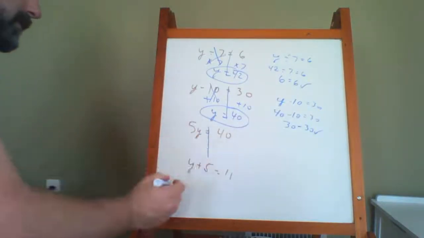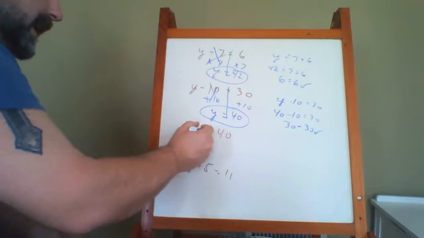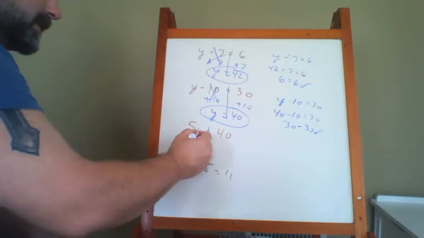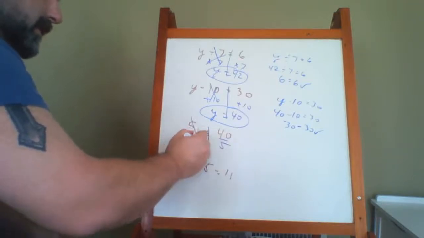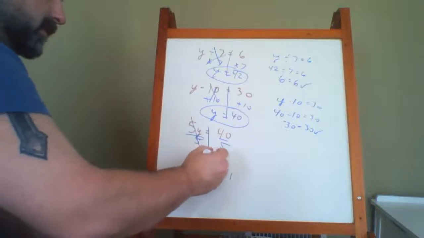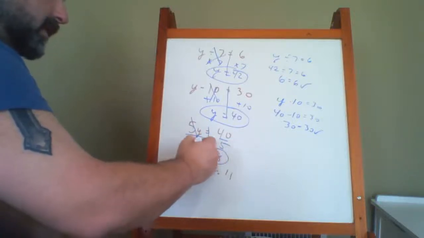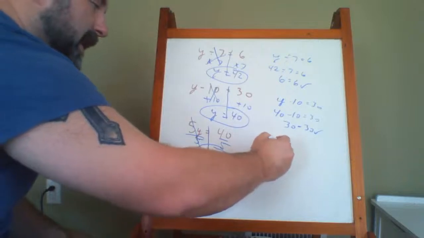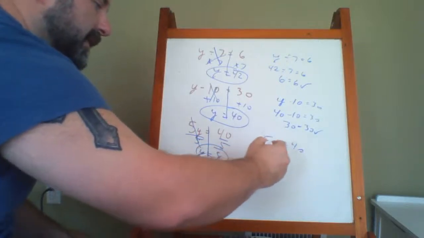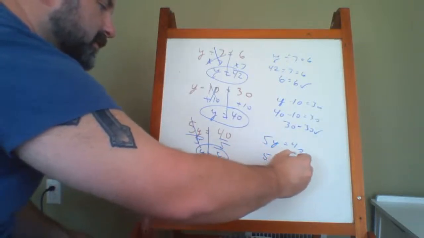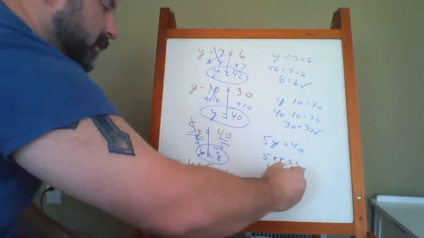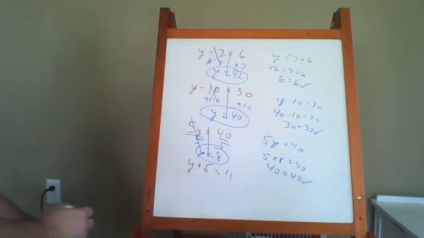Next one here, we're going to draw the wall. 5y means 5 times y. The opposite of multiplying is dividing by 5. Opposites cancel out, leaving y equals 5 goes in 40 8 times. Y equals 8. 5y equals 40. So instead of 5 times y, it's 5 times 8 equals 40. And 5 times 8 is 40. 40 equals 40. It checks.